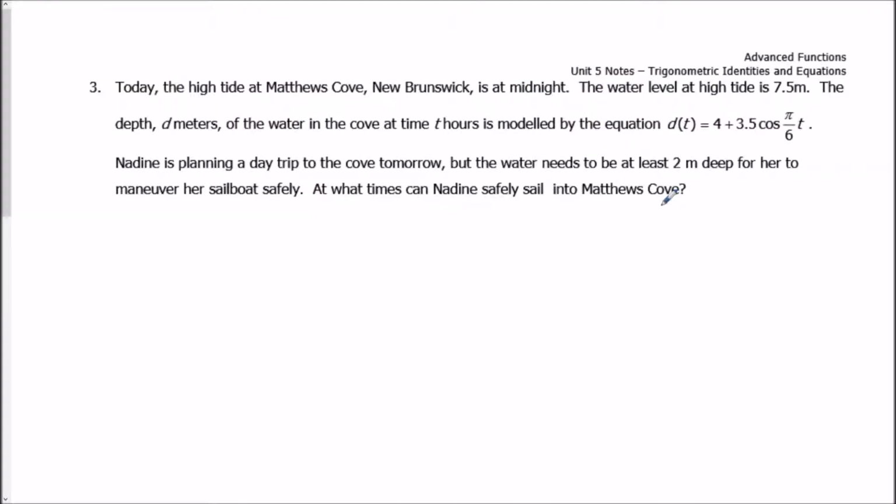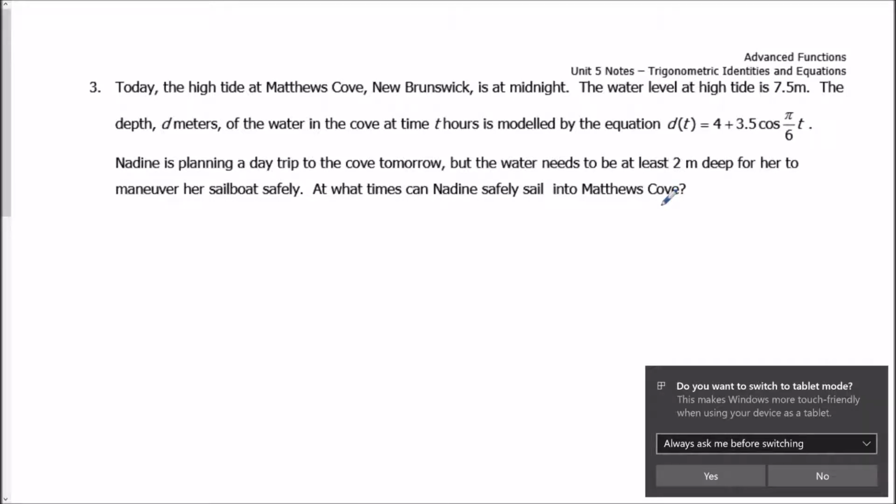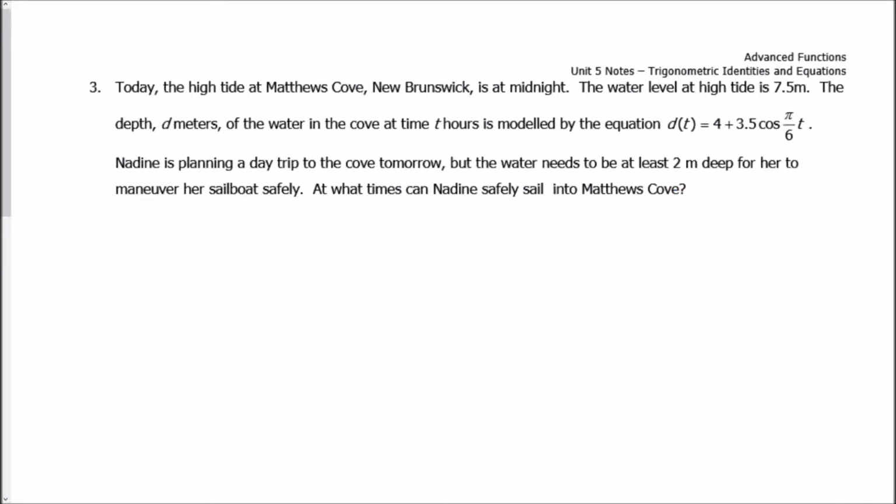Number 3, it says, today the high tide at Matthews Cove, New Brunswick is at midnight. The water level at high tide is 7.5 meters. The depth d meters of the water in the cove at time t hours is modeled by the equation d of t is equal to 4 plus 3.5 cosine of pi over 6t. Nadine is planning a day trip to the cove tomorrow, but the water needs to be at least 2 meters deep for her to maneuver her sailboat safely. So at what times can Nadine safely sail into Matthews Cove?